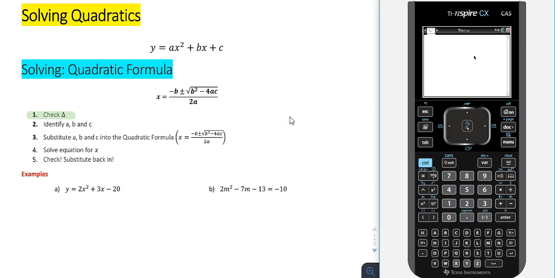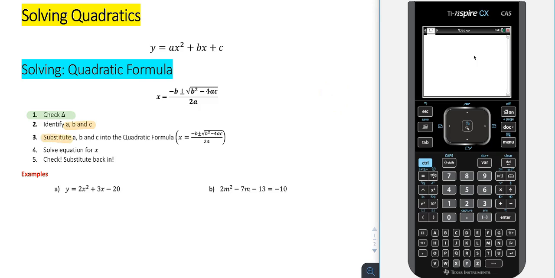In order to check the discriminant, you also need to identify A, B, and C. So step 2 there is A, B, C. So notice your A is out the front, your B is in the middle, and your C is at the end. Make sure you keep your sign with it. So that's plus B and plus C, but if it was a minus 3x or something, then negative 3 is your B value.